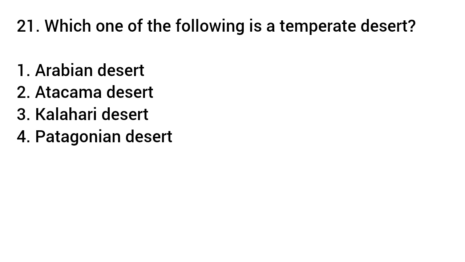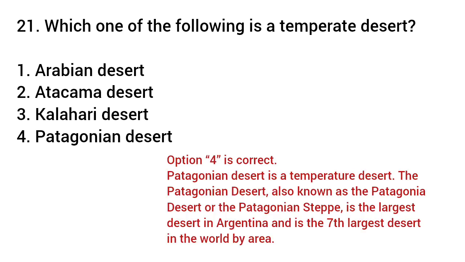Which one of the following is a temperate desert? Answer. Option 4 is correct. Patagonian desert is a temperate desert. The Patagonian desert, also known as the Patagonia desert or the Patagonian steppe, is the largest desert in Argentina and is the seventh largest desert in the world by area.